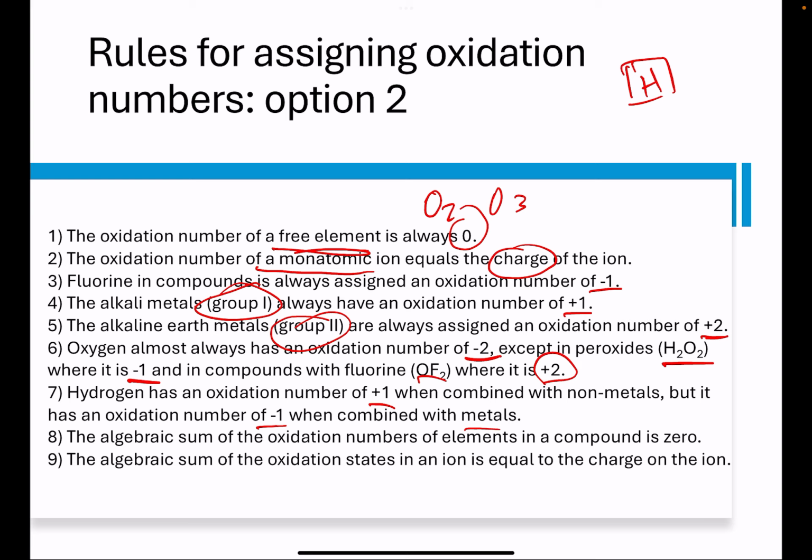The algebraic sum of oxidation numbers has to be equal to 0. So, right, you cannot have just one extra electron out of nowhere. They all have to be accounted for. The oxidation states should add up to the charge of the ion.